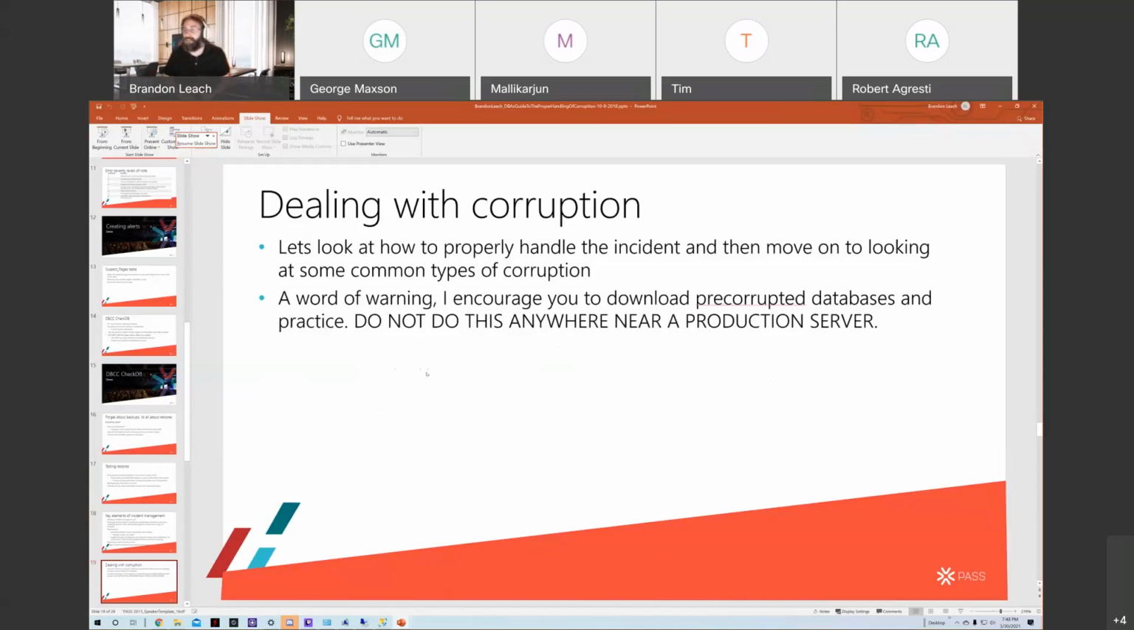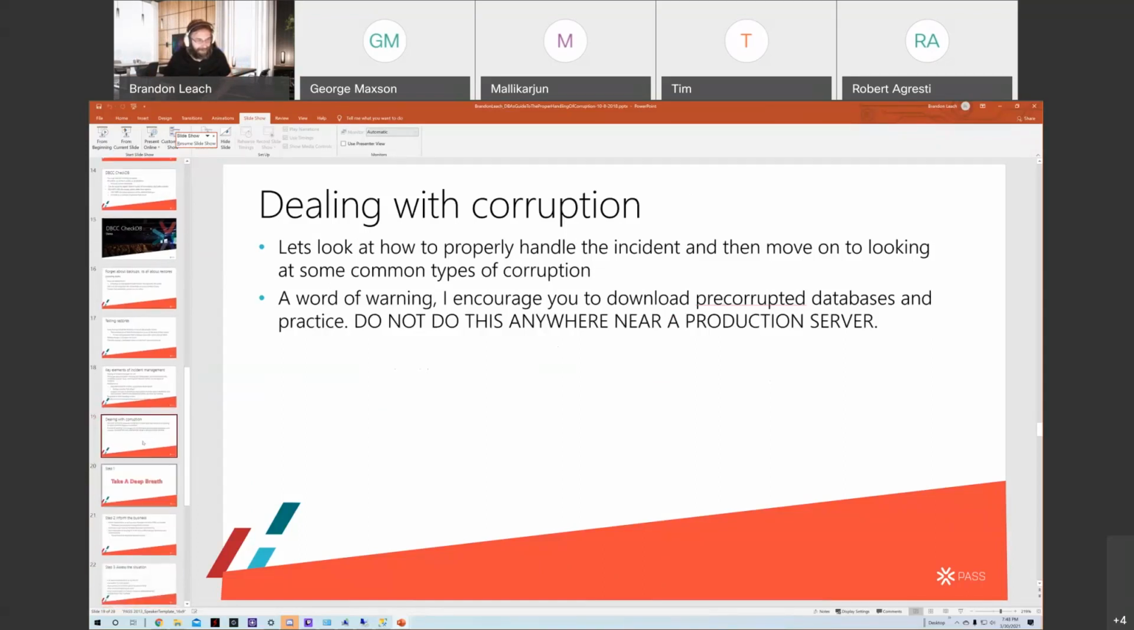That being said, do it at home. Don't do it in your actual environment. Don't do it anywhere near a production server, please. I don't want your boss calling me and going, they broke production by accident.